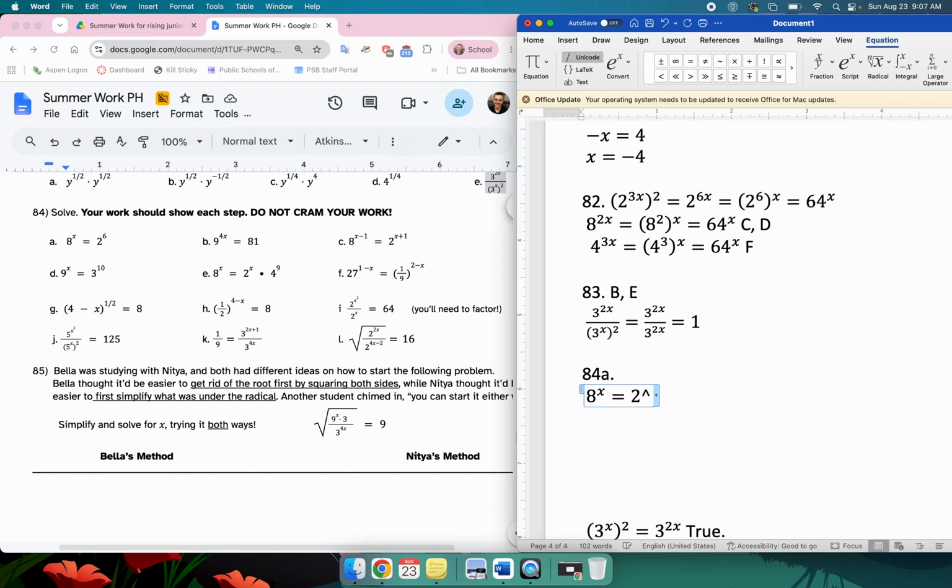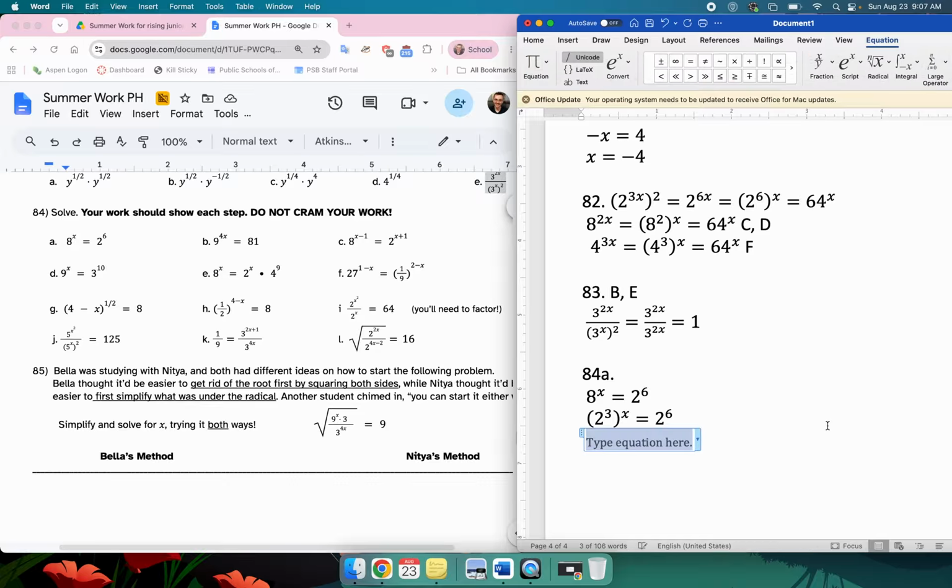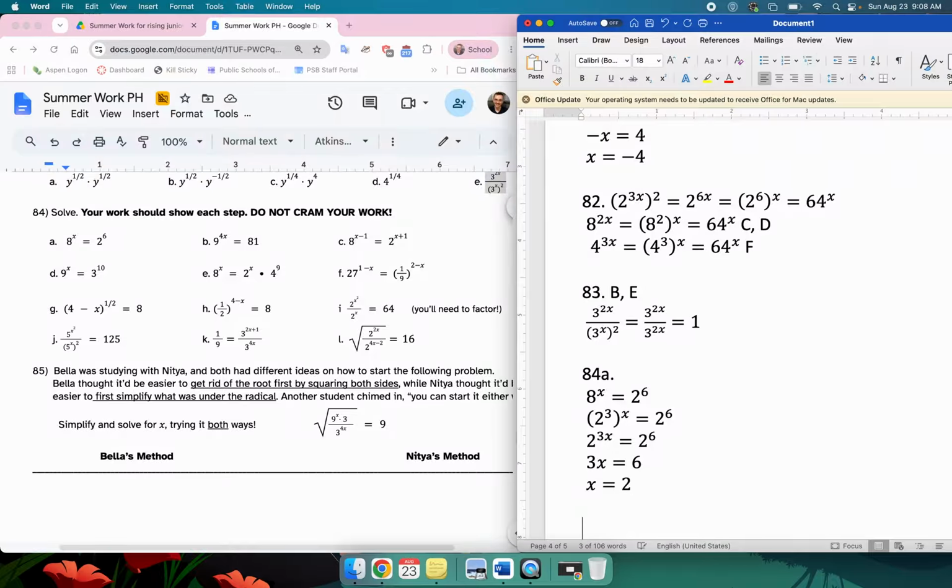Okay, I'm going to go through these quickly because there are just so many of them. So I'm going to rewrite the left-hand side in this way. That's 2 cubed to the x, so that's 2 to the 3x equals 2 to the 6th. I've got the same base, so therefore 3x is equal to 6 and x is equal to 2.